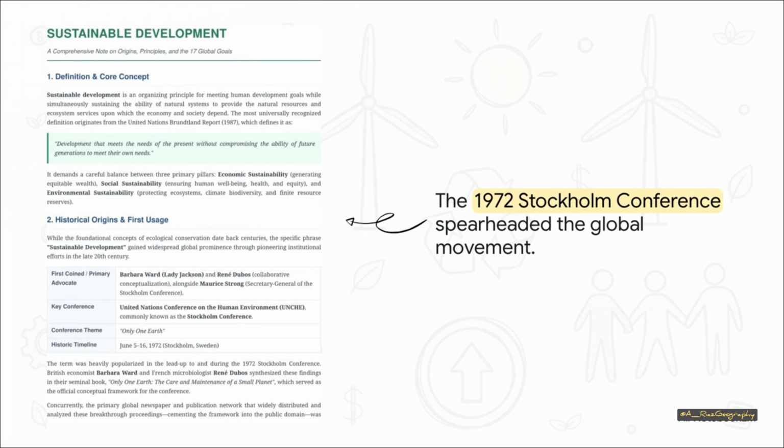So who actually came up with it? The term was first collaboratively coined by British economist Barbara Ward and French microbiologist René Dubos, working alongside Maurice Strong. He was the Secretary General of the historic 1972 UN Stockholm Conference. Ward and Dubos pulled these groundbreaking ideas together in their seminal book, Only One Earth: The Care and Maintenance of a Small Planet. And that book actually served as the official conceptual framework for the entire conference. It was a huge deal.